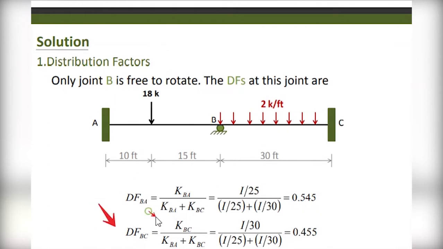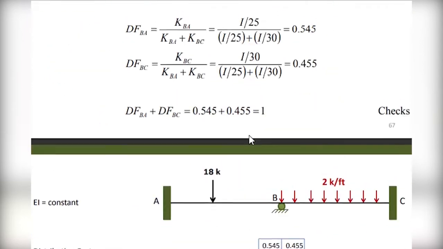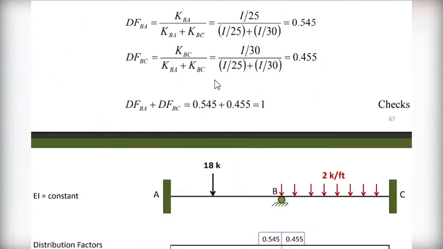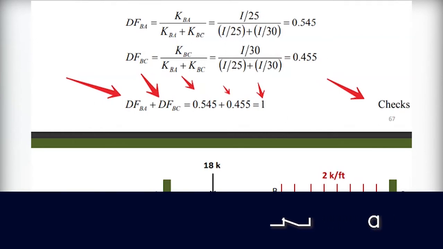In the same way you can calculate the k value for BC, which is a function of k between BC over the summation of KBA and KBC. So the ratio you get again is about 0.455. After that, you sum the values. On summing, the ratio of the k at any joint, the distribution factors should be equal to 1, or 100%. So you can check in order to know whether you are on the correct way before continuing.